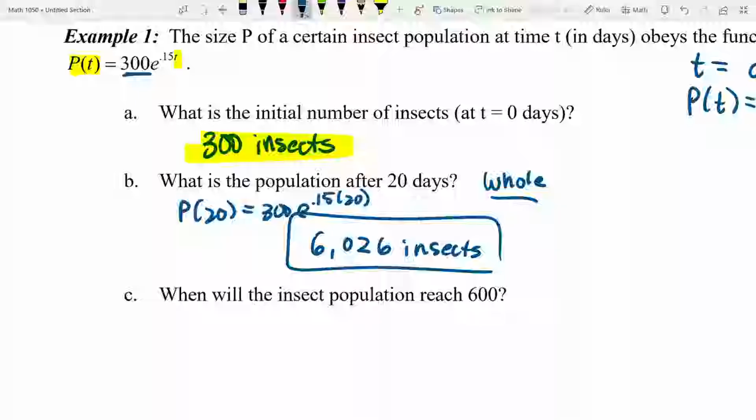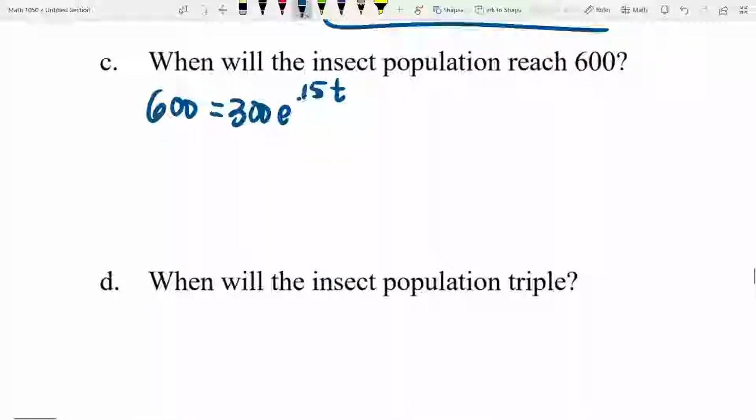P of t, the population, right? So everybody go 600 equals 300 e to the 0.15t. Everybody stop right here. I was just grading quizzes. What am I going to ask you right now? Are you stuck? No, you know what people are doing? They're converting right now. Can I convert right now?